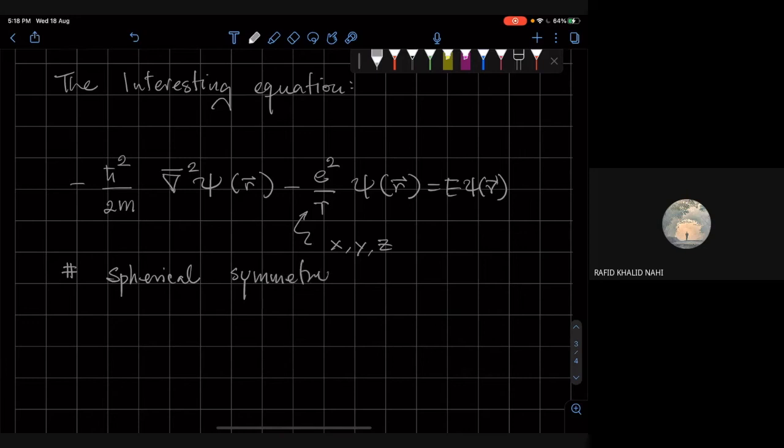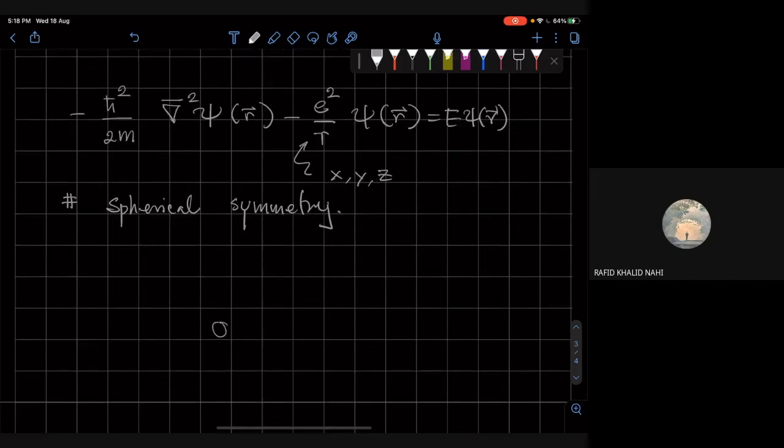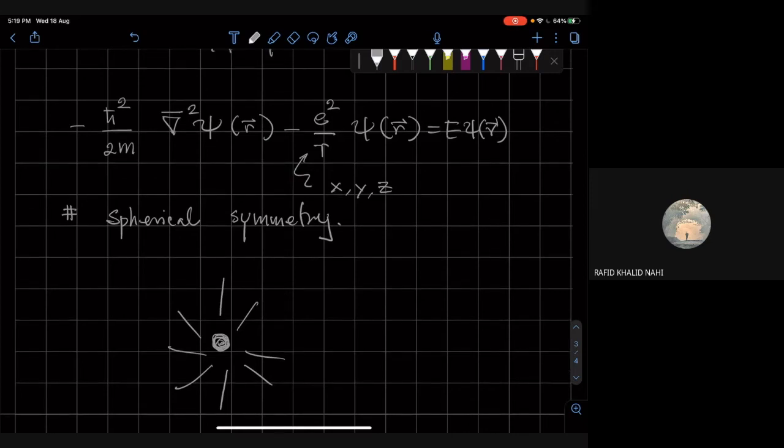So meaning that classically it would mean that if there's a proton and its sphere of influence around it depends only on the distance, right? So this sort of potential are called central potentials, okay? So central potentials are potentials which only depend on R, the magnitude of R, and they are related to spherical symmetry, okay?